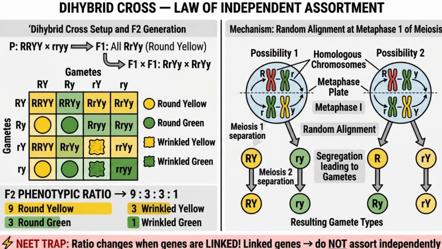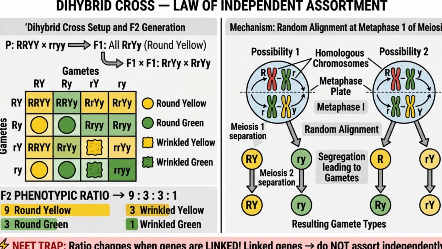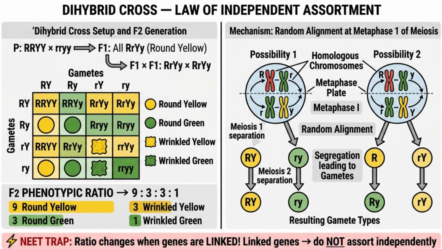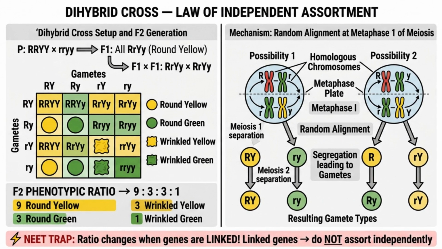Now, the dihybrid cross. And this is where NEET questions love to trick you. Mendel crossed plants that were pure for 2 traits: round yellow seeds, RRYY, with wrinkled green seeds, rryy. F1, all RrYy, round yellow, because round dominates wrinkled, yellow dominates green. Now, F1 crossed with F1. The F2 phenotypic ratio is 9 to 3 to 3 to 1.